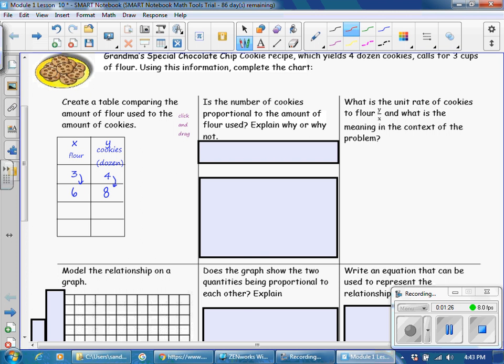You could also triple the recipe. So that would be 3 times as much. So 3 times 3 and 3 times 4. Because if you triple the amount of flour, you triple the amount of cookies you make.